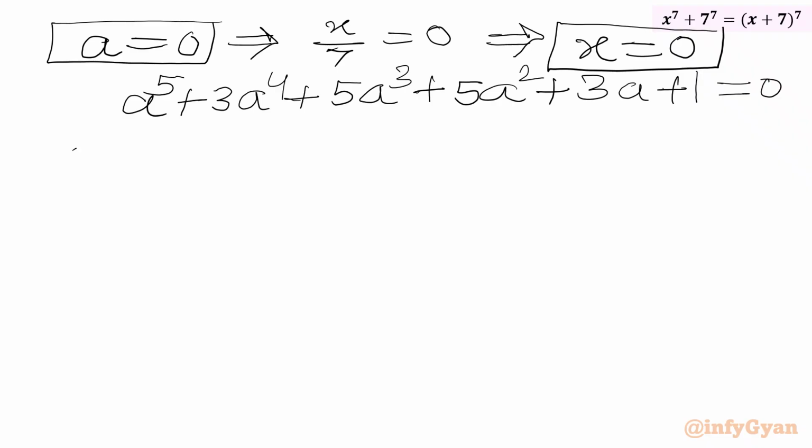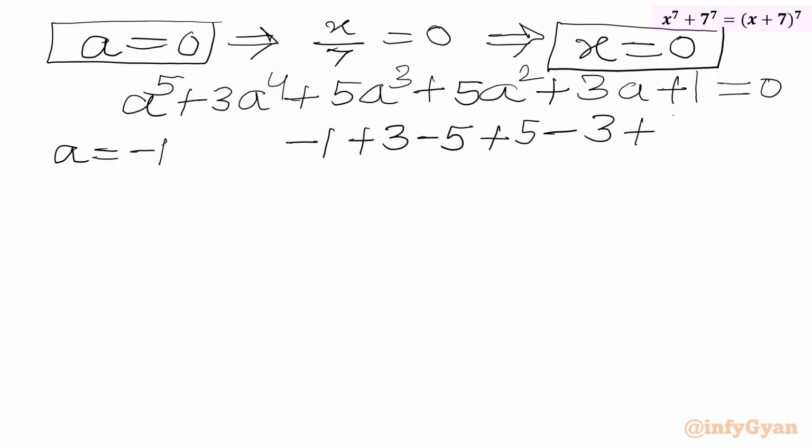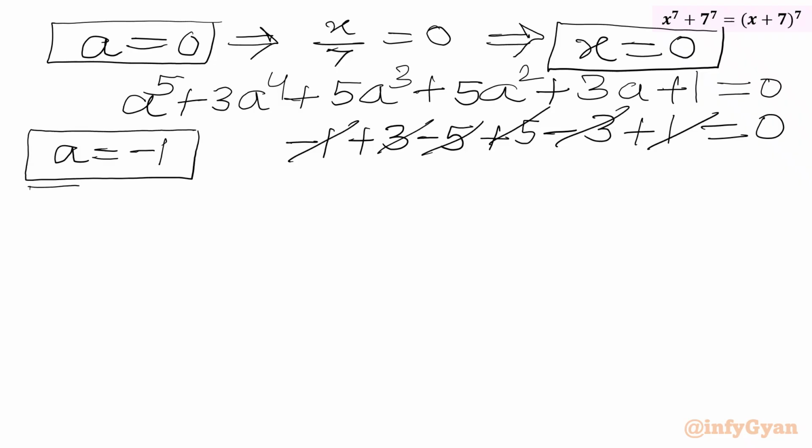Now I will check if I plug in a equal to -1, it will satisfy. (-1)^5 is -1. 3 times (-1)^4, so I will write here +3. 5a^3, if a is equal to -1, I will write -5, then +5, then -3, then +1. You can see +1 and -1 will cancel, +3, -3, +5, -5 will cancel. We will get 0. So a equal to -1 is our base solution.